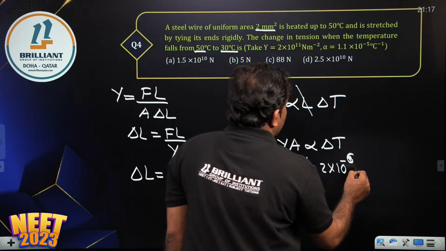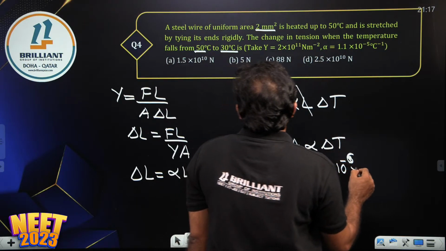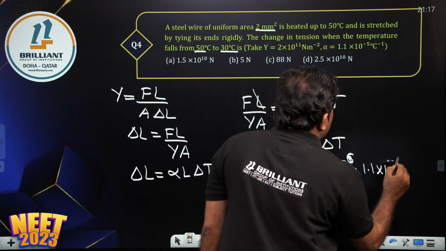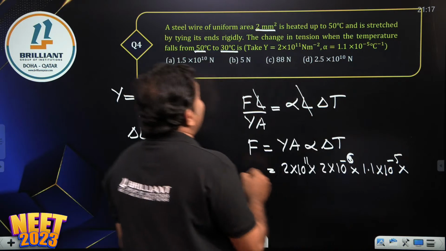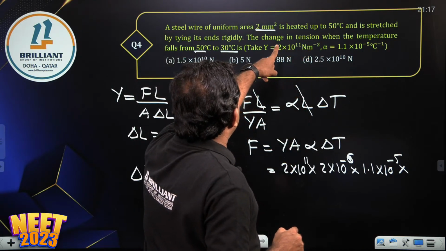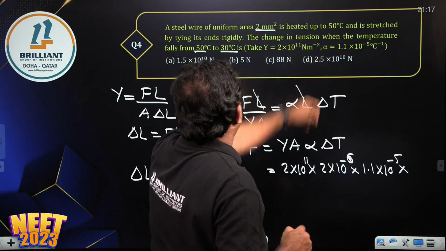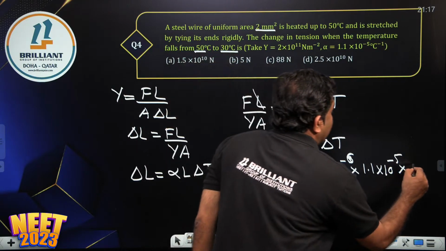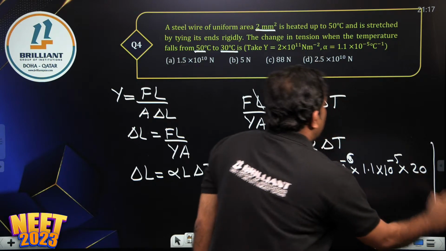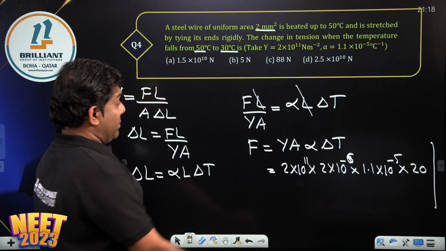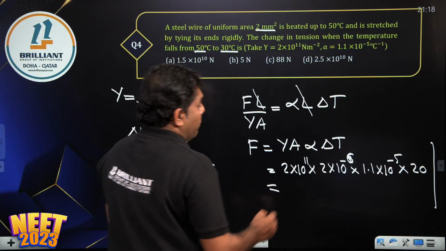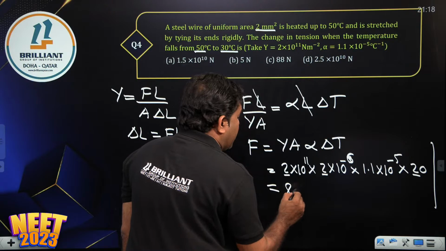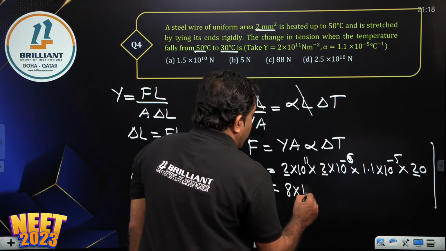Then we have the alpha value, that is 1.1 into 10 raised to minus 5. Then delta T: it is heated up to 50 degrees Celsius and falls from 50 to 30, so we can say delta T is 20 degrees Celsius. Now we are simplifying the values. We can say here 2, 2 and 2, so it's coming 8 into 1.1.